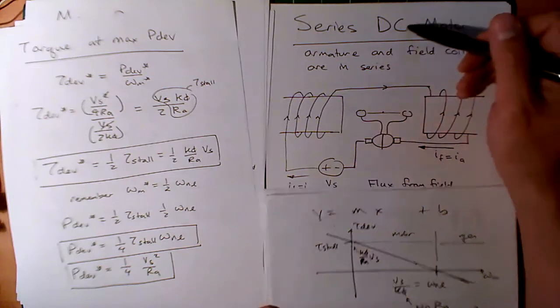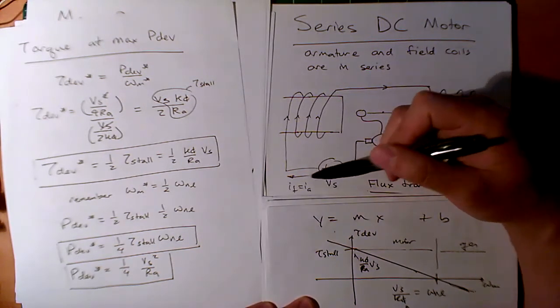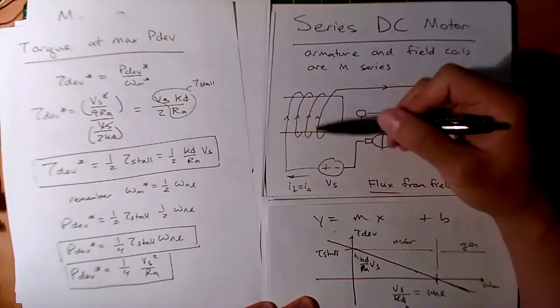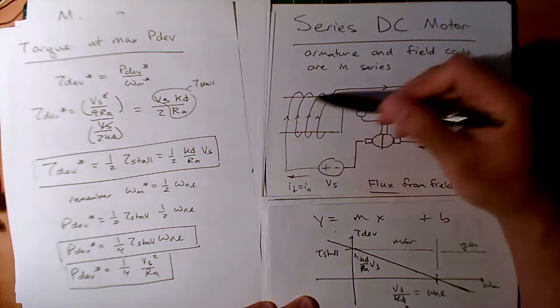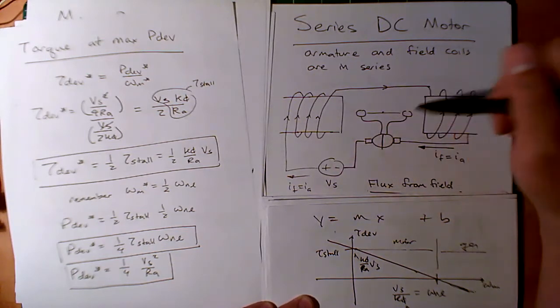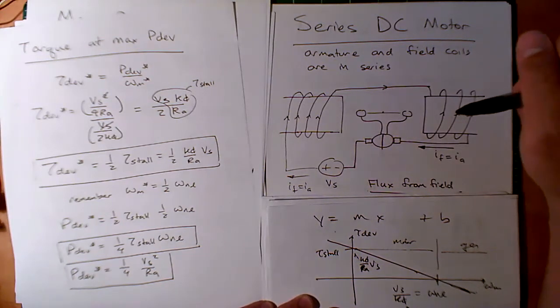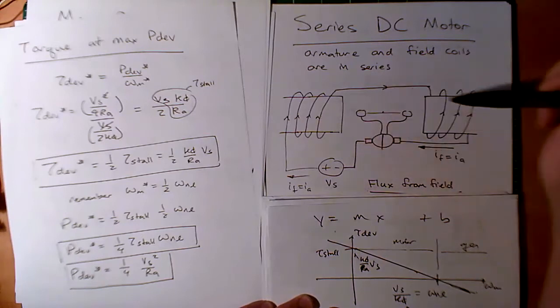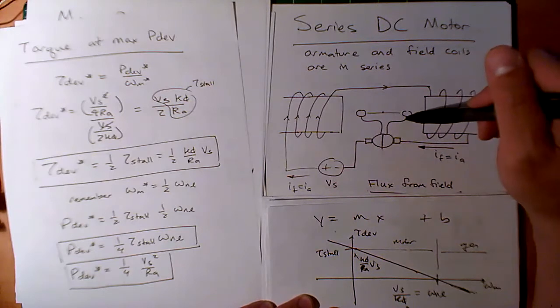Now, in a series DC motor, I'm taking the same voltage supply and running it through the field coils, and then through the armature. So that means IF equals IA. Everything is in series. That's why they call it a series motor, because the field and the armature are in series. Remember, this part spins, this part's stationary. This is replacing the permanent magnets or separately excited magnets, and it's using the current that is supposed to go to the armature.